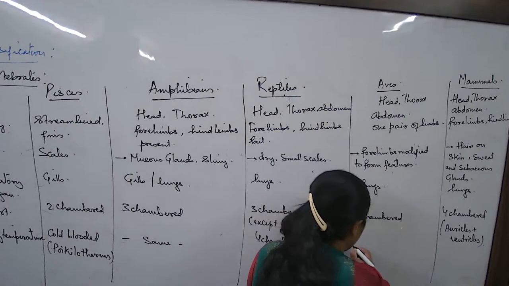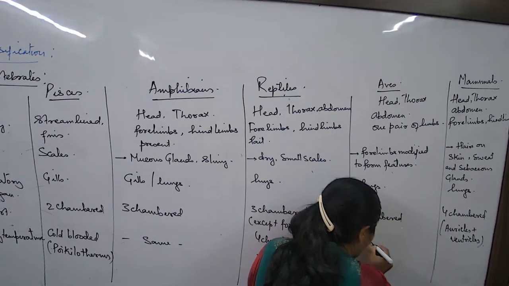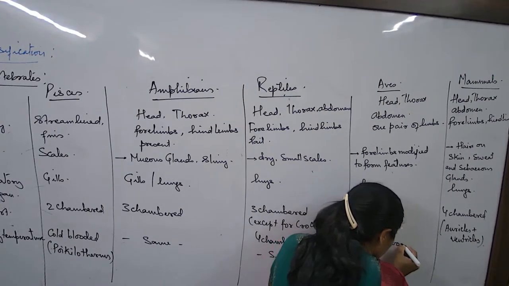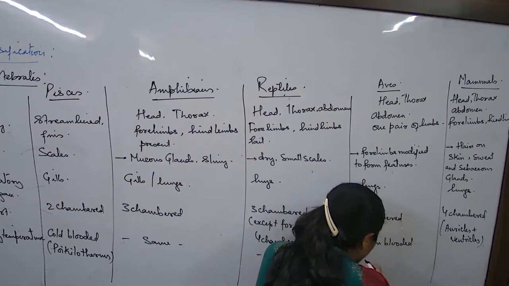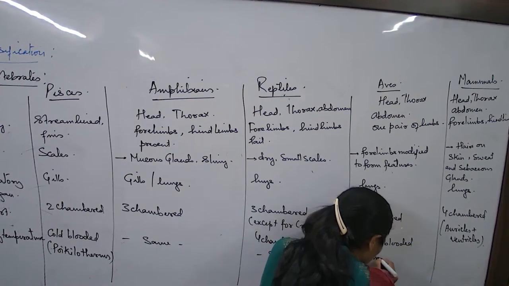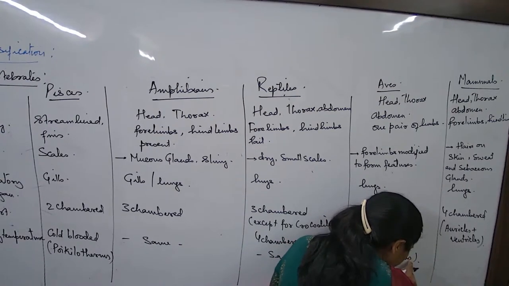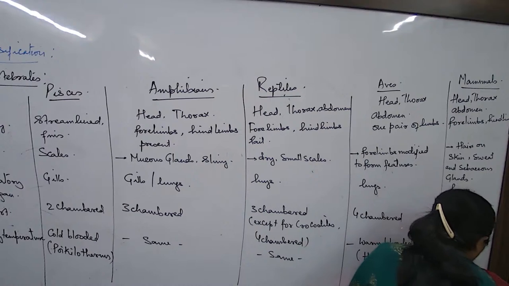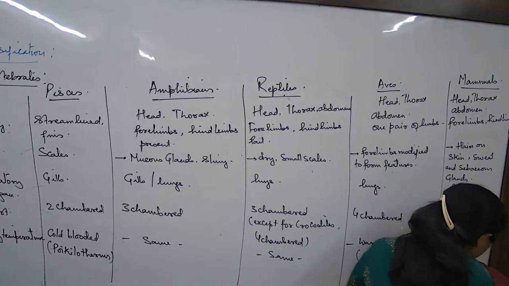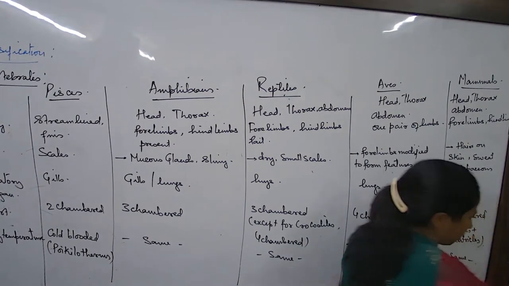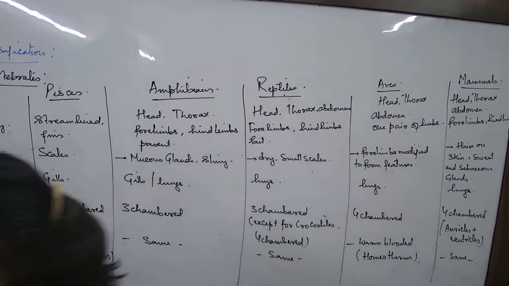What about Aves? Aves are warm-blooded, like us, known as homeotherms. Poikilotherms, and we are homeotherms. Same here for mammals.